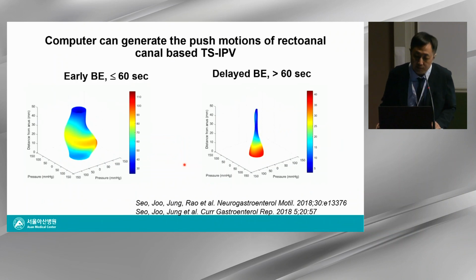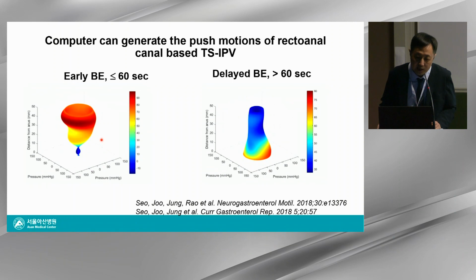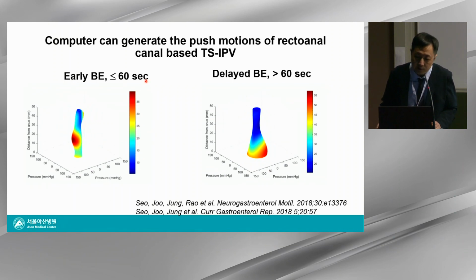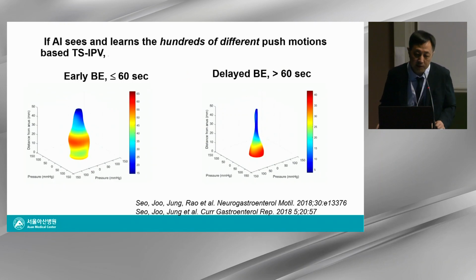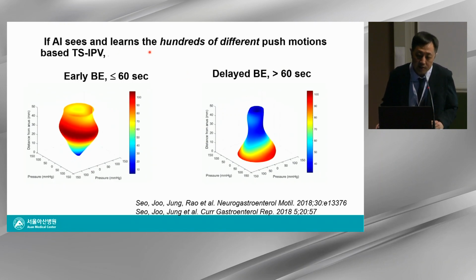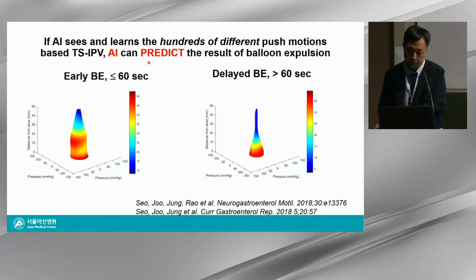Okay, let's make it simple. I made this slide for your easy understanding. Left side is the early balloon and right side is the late balloon dispersion. The computer can generate the push motions of the rectoanal canal based on time series like this. Just imagine, AI sees and learns the hundreds of different push motions based on time series over and over again. Finally, AI can predict the result of balloon dispersion.